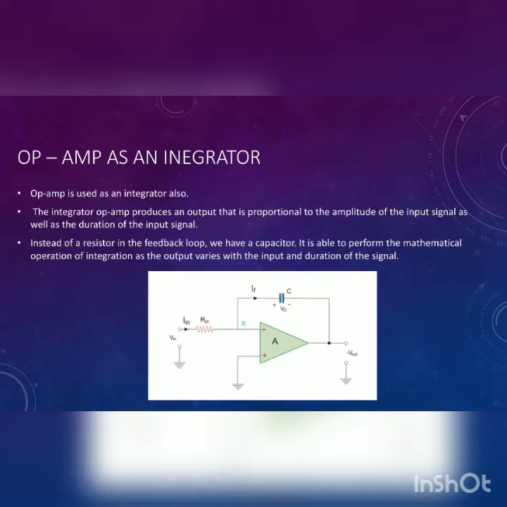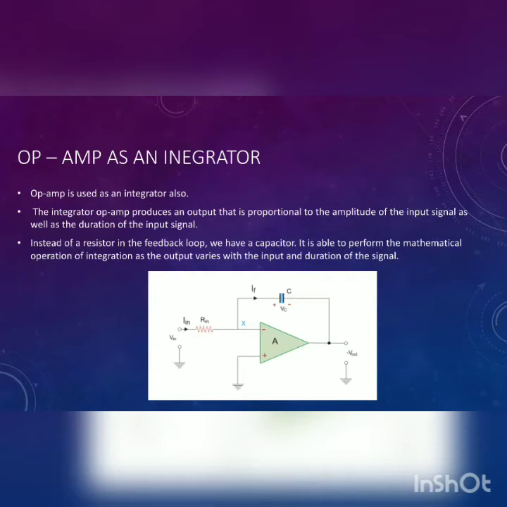Next, moving on to op-amp as an integrator. Integration operation can be performed using an operational amplifier. Op-amp is also an integrator. The integrator op-amp produces an output that is proportional to the amplitude of the input signal as well as the duration of the input signal. Instead of a resistor in the feedback loop, we have a capacitor, and it is able to perform the mathematical operation of integration as the output varies with the input and the duration of the signal.